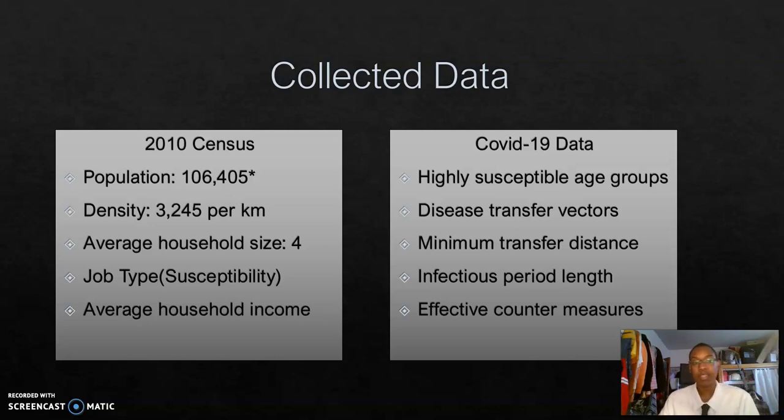So using population, density of the population, the average household size, job types. I basically picked out job types that I found to be most susceptible to illness, disease, injury, and whatnot, and average household income. And then I compared those data sets to the data I collected on COVID-19: which age groups were highly susceptible, the transfer vectors for the disease, the minimum transfer distance, which is how close individuals need to be to each other in order to actually transfer the virus, the infectious period length, which is how long one can actually transfer the virus, and any effective countermeasures.